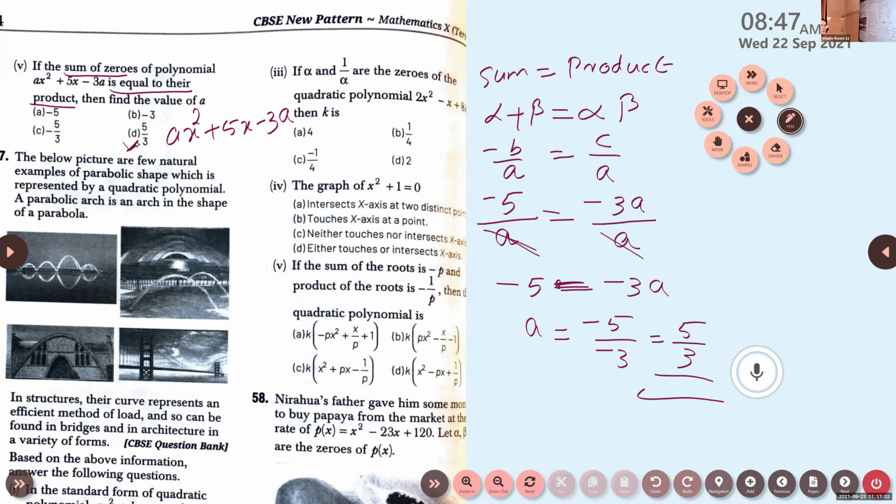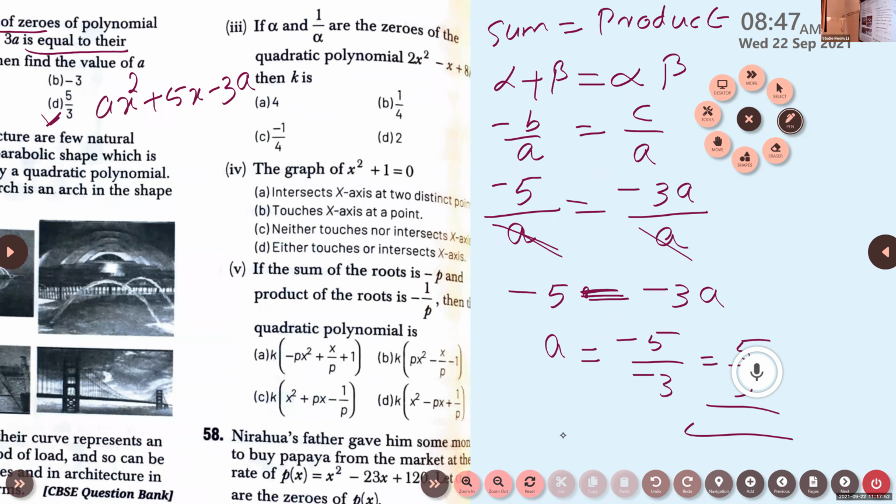It is given that sum equal to product. So alpha plus beta equal to alpha beta. And alpha plus beta is minus b by a. Alpha beta is c by a. Okay. Now next, you no need to write the next question. Just read it.